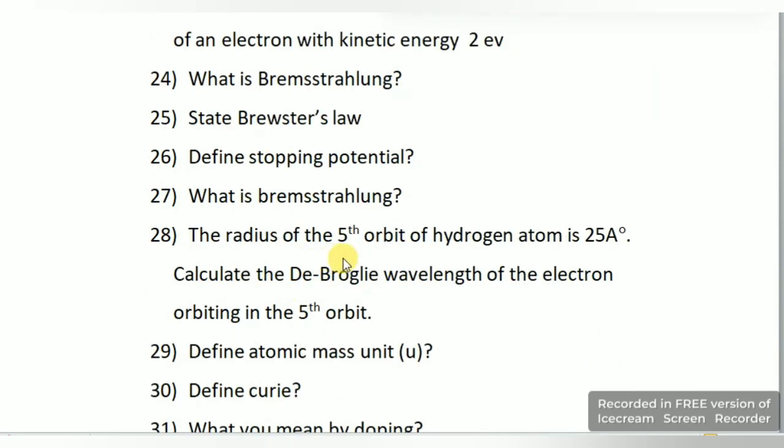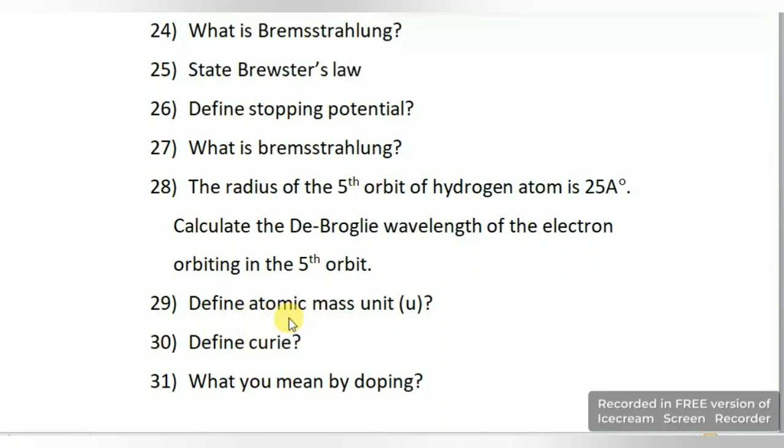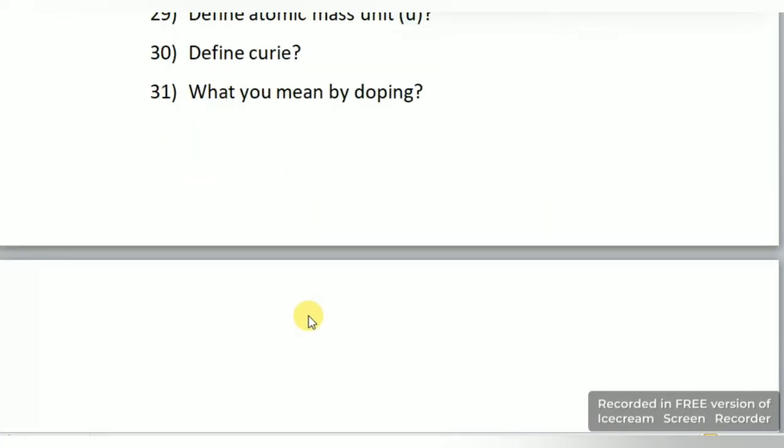Next, the radius of the fifth orbit of hydrogen atom is 25 Angstrom. Calculate the de Broglie wavelength of the electron orbiting in the fifth orbit. Next, define atomic mass unit. Next, define curie. Next, what do you mean by doping?